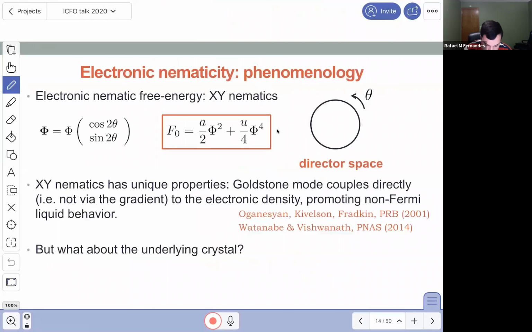So this is what I just mentioned to you. This is how you define the x, y nematic order parameter. If you write down the free energy, you get exactly what you got before: the free energy depends only on the magnitude phi, but not on the angle theta. So in other words, I have a continuous symmetry to break. It has been widely explored for a while now that this is a continuous symmetry, so you get a Goldstone mode, and that this Goldstone mode couples directly to the electronic density and can give rise to non-Fermi liquid behavior. But there's something missing here, and that's the fact that I have a crystal.